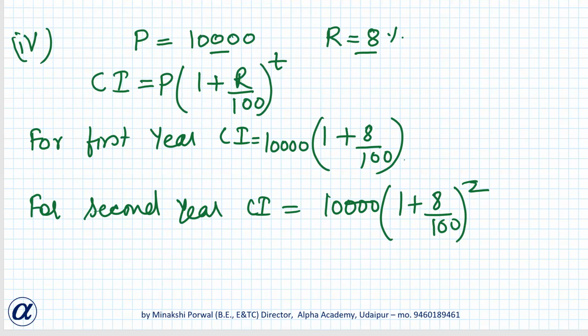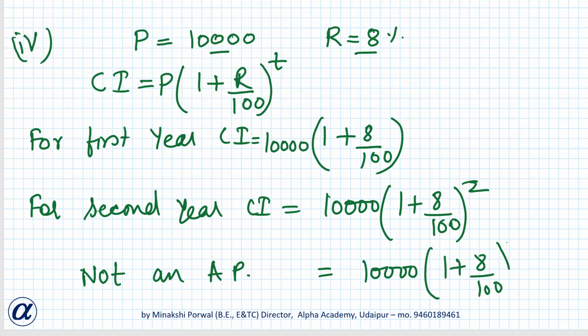So actually here 1 plus 8 by 100 is multiplying, it's not adding. हर नए टर्म में क्या हो रहा है, एक नया टर्म मल्टीप्लाई हो रहा है, ऐड नहीं हो रहा है. So it is not AP. Okay, so not an AP. Okay, and even if you want to check, you can check, but it will not be an AP. Okay, for third year it will be 10,000 into (1 plus 8 by 100) to the power 3. Okay, so this is not an AP.